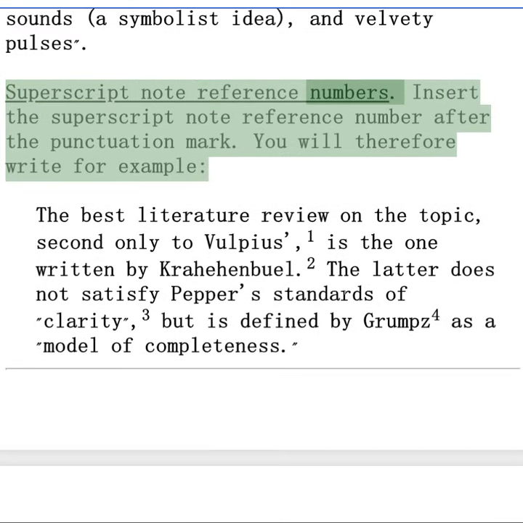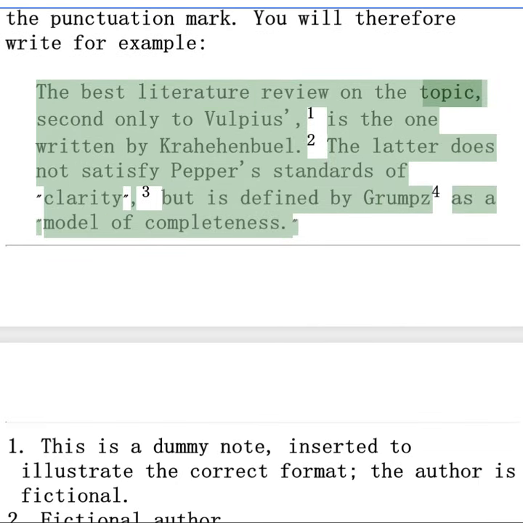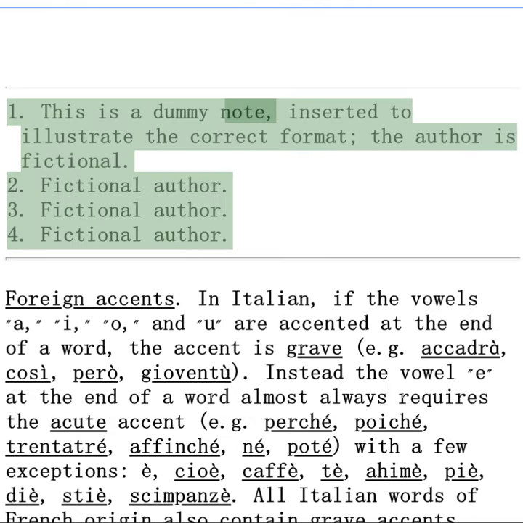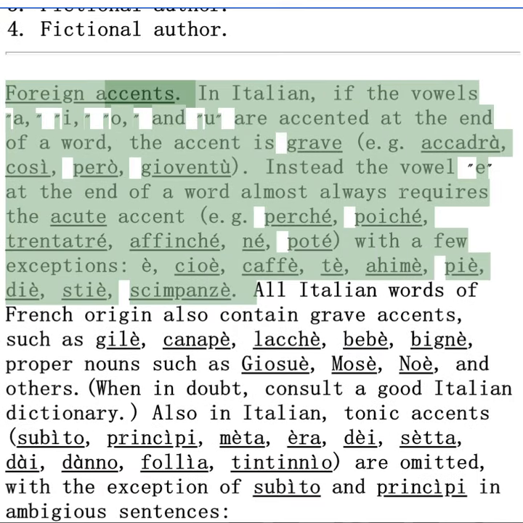Superscript note reference numbers. Insert the superscript note reference number after the punctuation mark. You will therefore write, for example: the best literature review on the topic, second only to Vulpius, is the one written by Krahenbuhl. The latter does not satisfy Pepper's standards of clarity, but is defined by Grumps as a model of completeness. 1. This is a dummy note, inserted to illustrate the correct format. The author is fictional. 2. Fictional author. 3. Fictional author. 4. Fictional author.